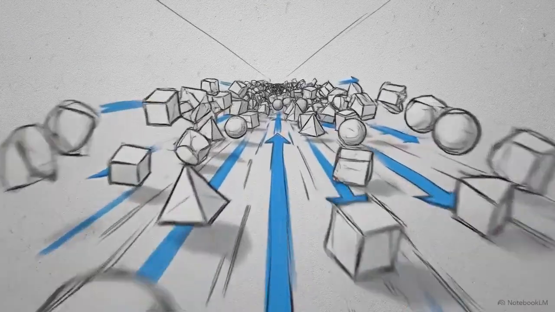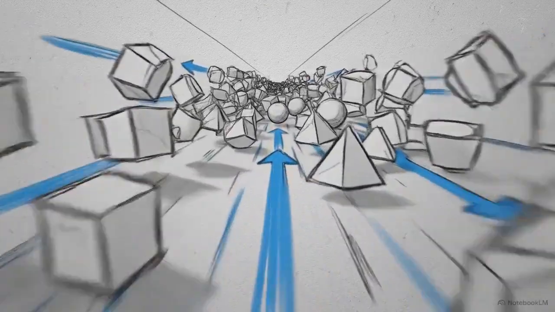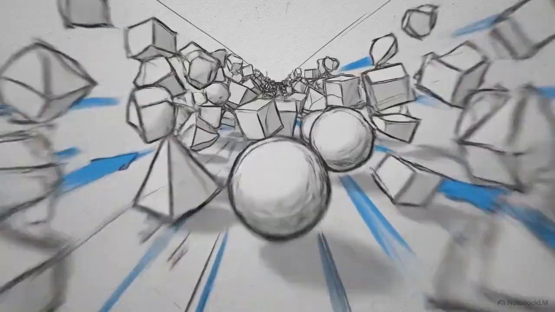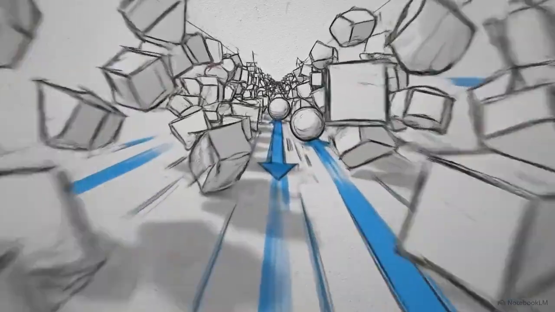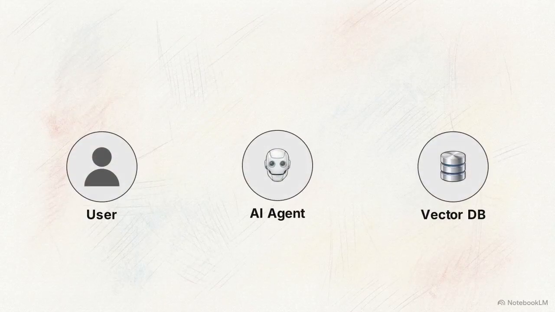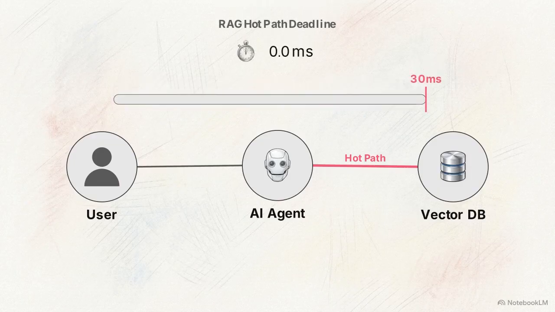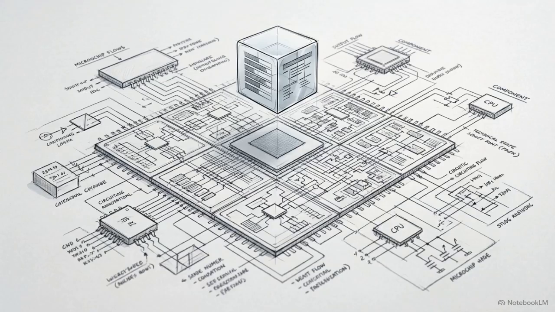AI models and autonomous agents constantly scrape the open web, pulling in massive volumes of digital content to feed their training models and responses. When an agent executes a tool call for Retrieval Augmented Generation, or RAG, it operates on a strict hot path. To maintain conversational fluidity with a user, that data retrieval operation needs to complete in under 30 milliseconds. At the same time, the unit economics of these individual data pulls are microscopic.